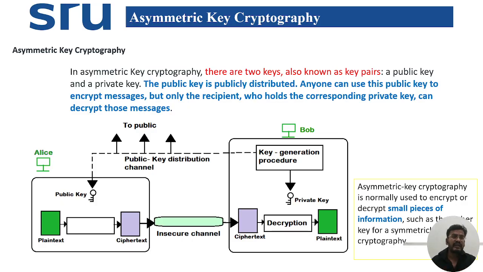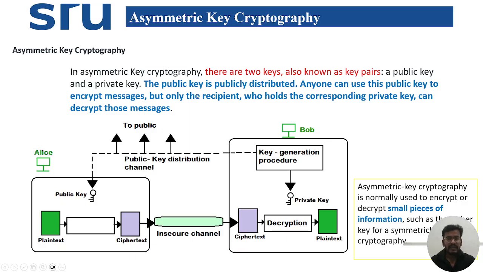What is meant by asymmetric key cryptographic methods? Here there are two keys, so it is also known as a pair key. One is a public key and the other is a private key. The public key is common, so anyone can access it. For the private key, the person who wants to send the file and the receiver both should know the private key. That is called the private key.